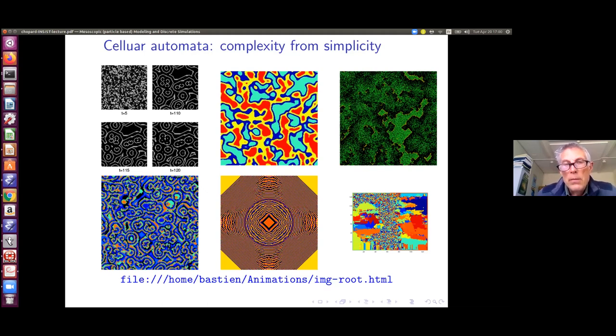So you understand with this that complexity may just reflect very simple interaction, but over space and time. Okay, and that's basically one of the messages that I want to give you. You don't have to be complicated to get something which is rich.